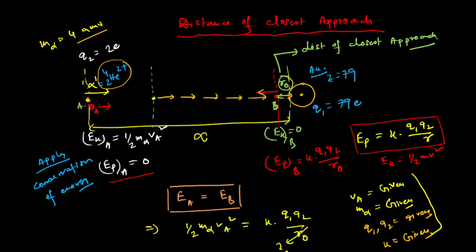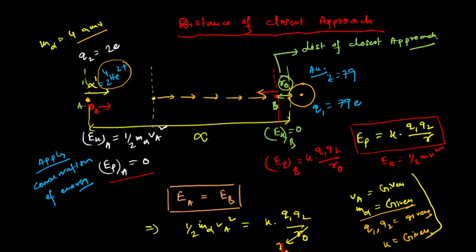Now the total energy at point A should be equal to the total energy at point B. At point A it is half m alpha Va square. At point B it is K Q1 Q2 by R naught. Now you can see in this expression Q1, Q2 is known. You can also convert them into Coulomb if you want. K is also known. The mass of alpha is known and Va will be given to you. So what do I have to find then? You need to find R naught, the distance of closest approach. The question mark is there, right?